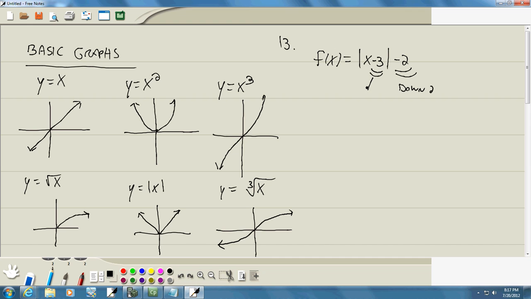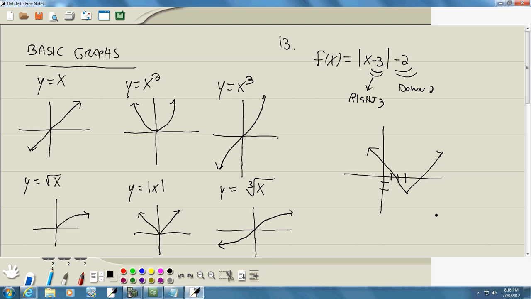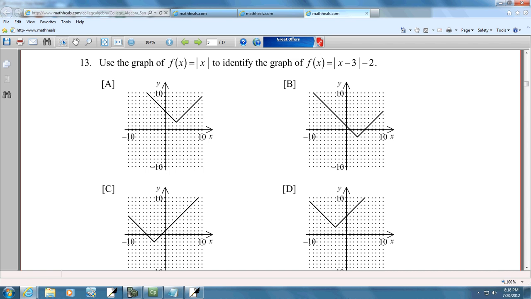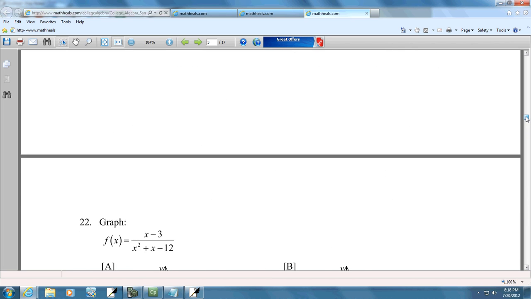If the number's inside with the x, then it's going to be left or right, and it's going to be opposite of what you think. The negative 3 makes us think it goes left 3, so it's really going to go right 3. So for this particular graph, I know it's going to be down 2 and right 3. So the entire graph is shifted down 2 and right 3. So our resulting graph will look something like that. See which one that matches. Looks like B is in Bill. So let's go look. 13B. And that matches.